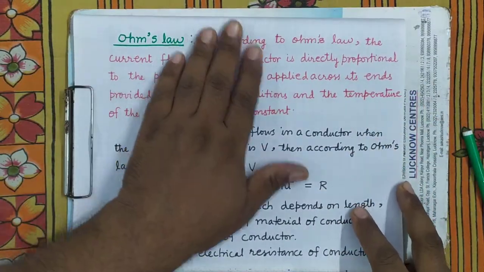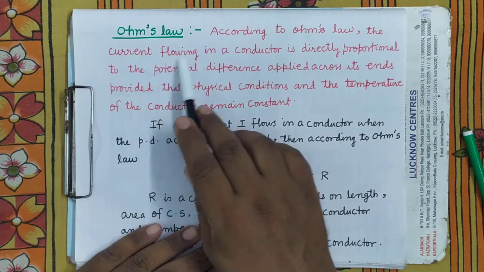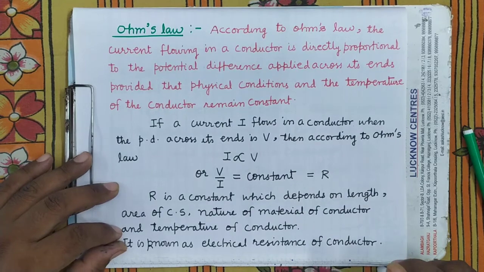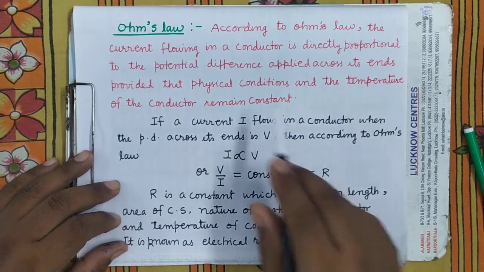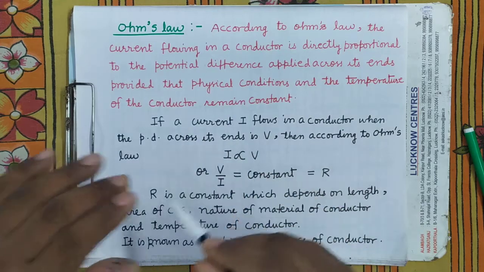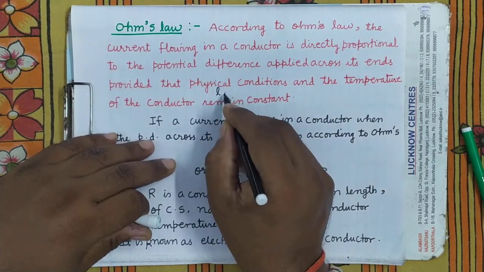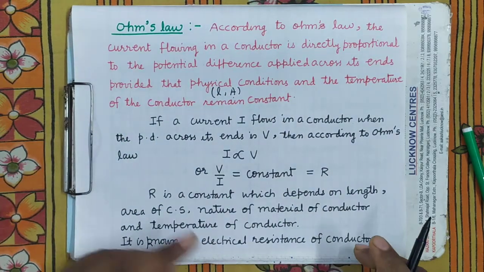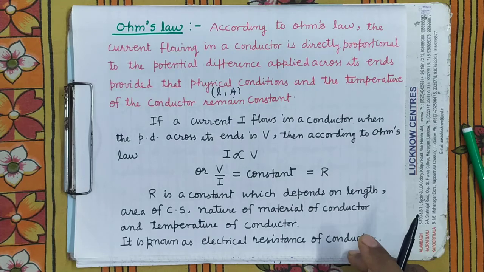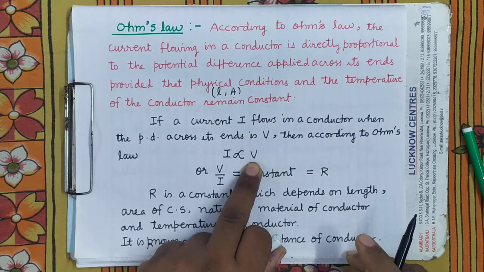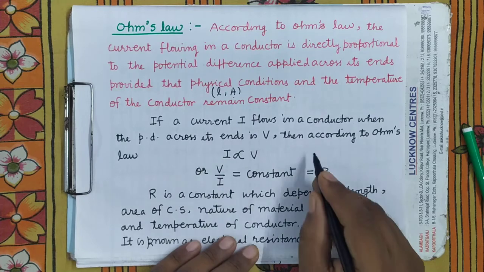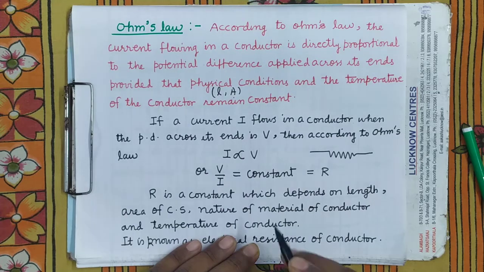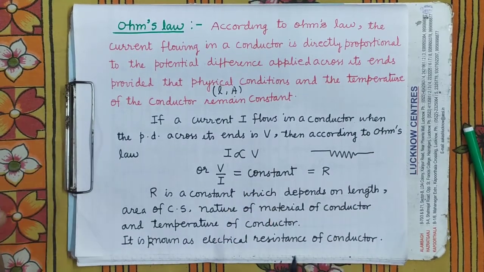What is Ohm's law? According to Ohm's law, the current flowing in a conductor is directly proportional to the potential difference applied across its ends, provided the physical conditions such as length, area of cross section, tension in the wire, and temperature of the conductor remain constant. Means if on applying potential difference V, current I is produced in the conductor, then I will be proportional to V. Or we can write V upon I is constant.